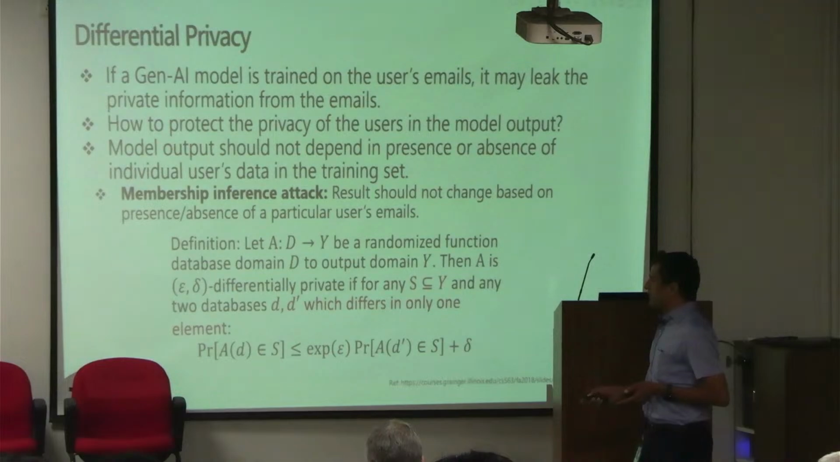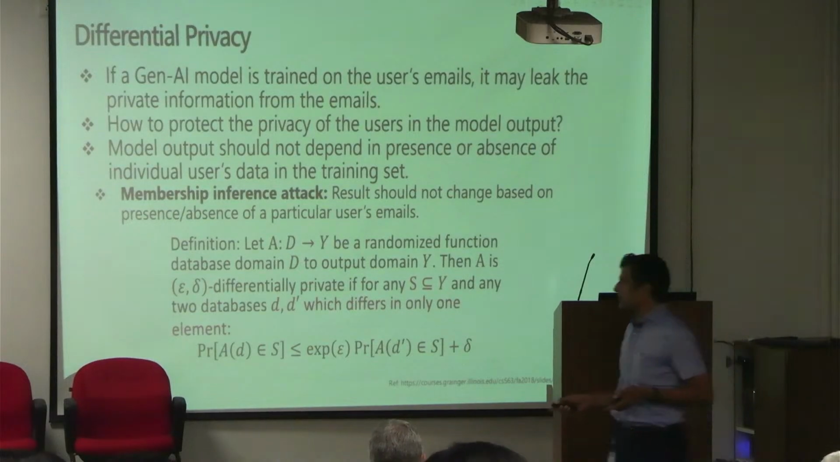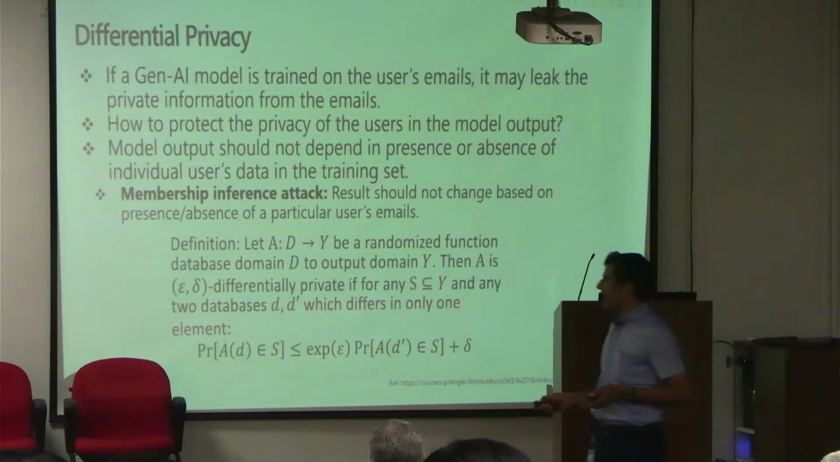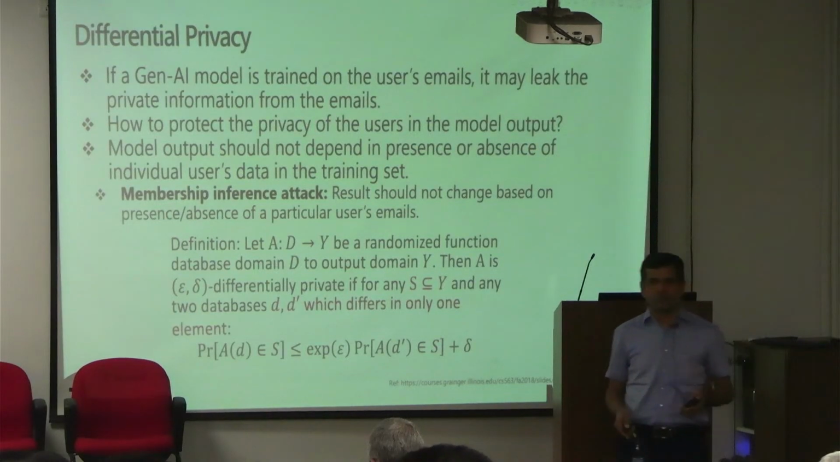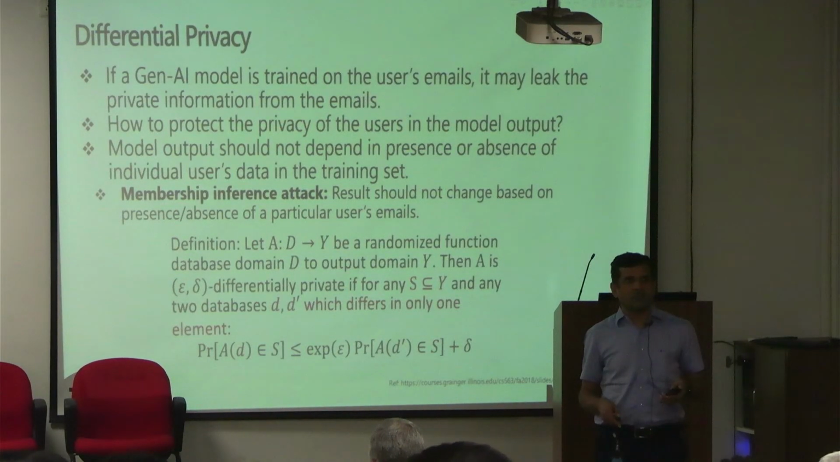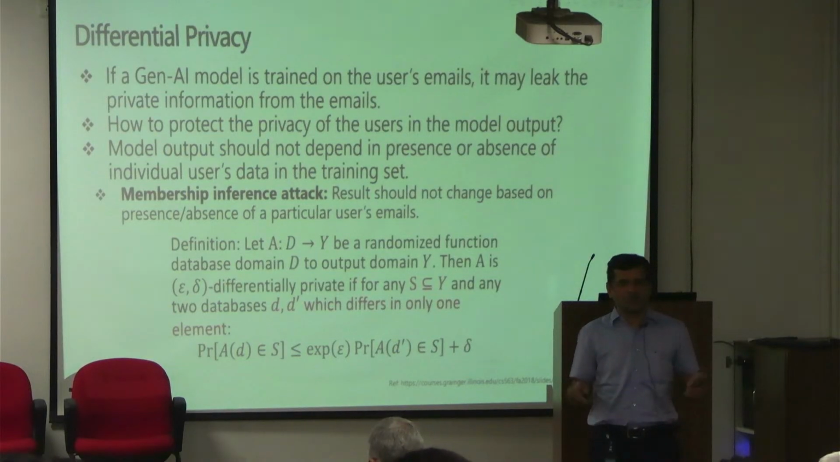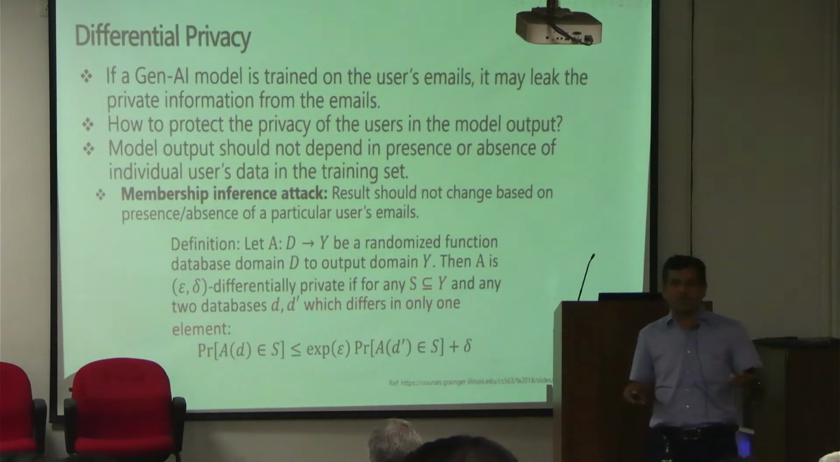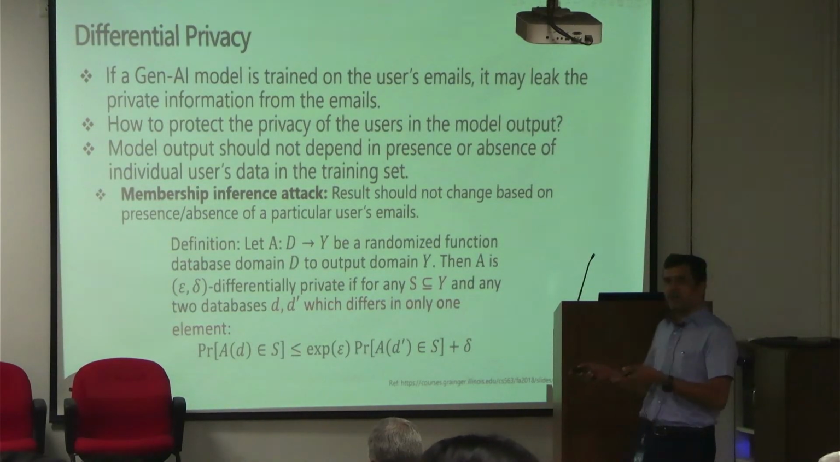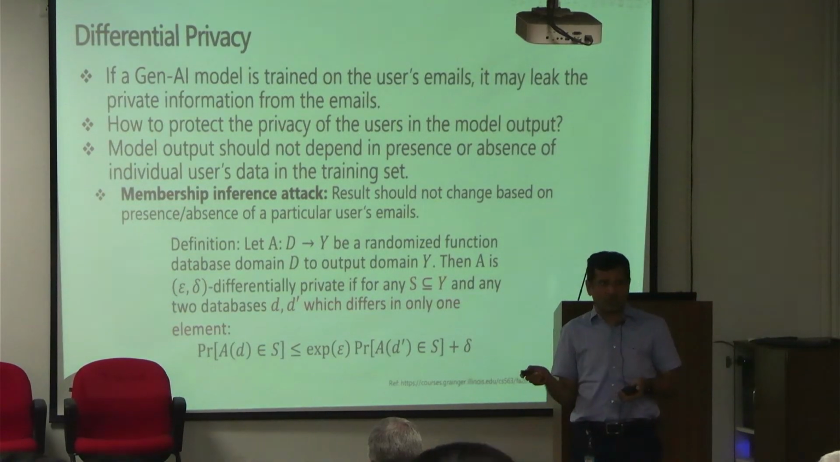And the output should not depend on the presence or absence of individual users' data. So as long as we can say that, for example, if some output comes, and that output may have come from a combination of more than 100 users or so, then we are fine, because we know this address may belong to any of those, and then we have post processing to ensure that we don't hallucinate.